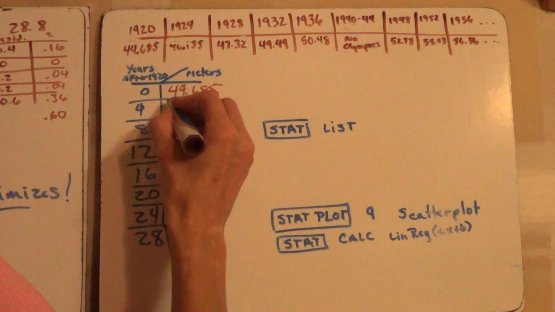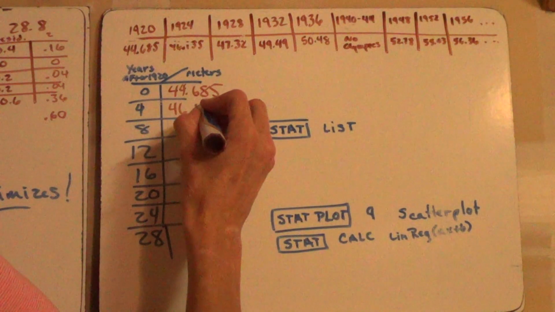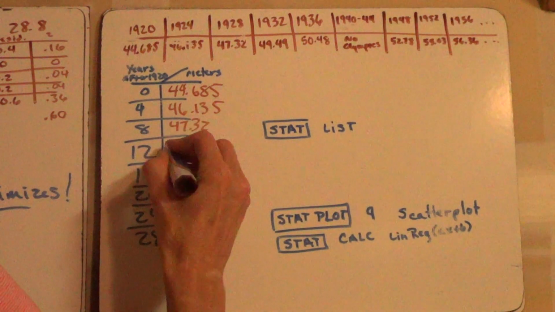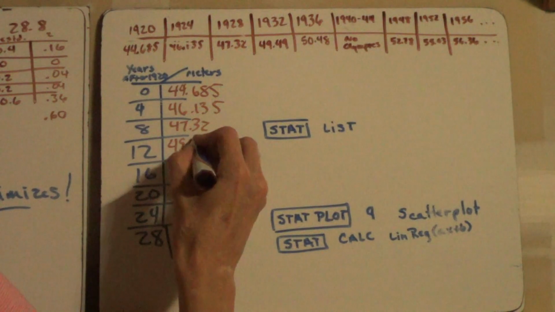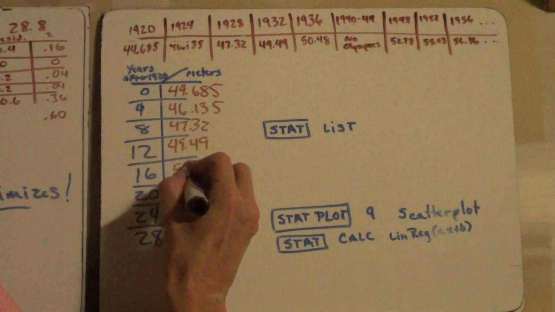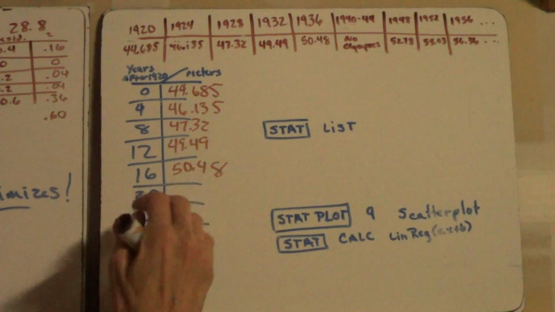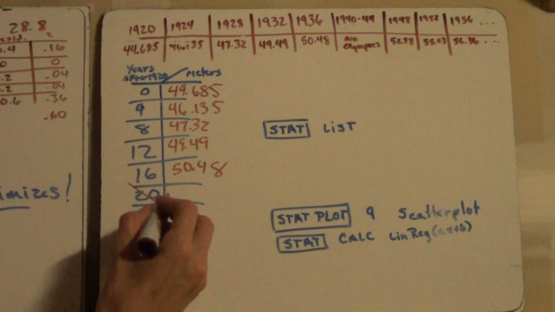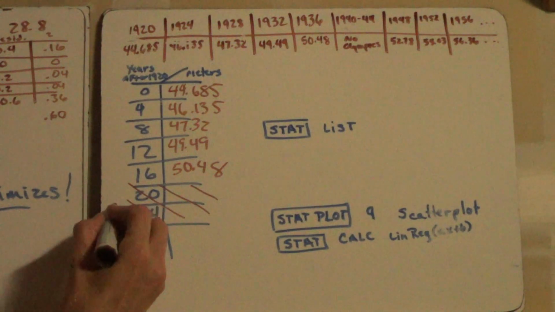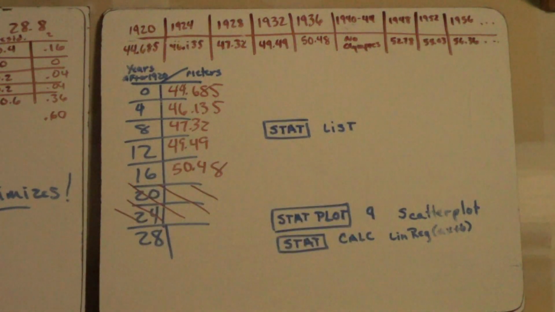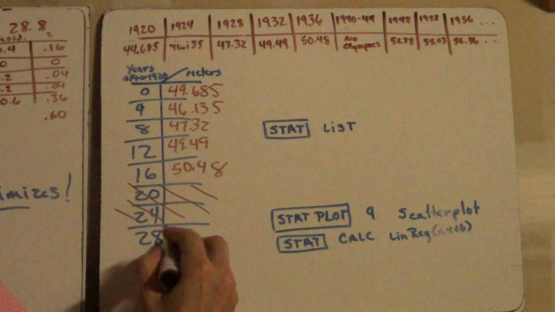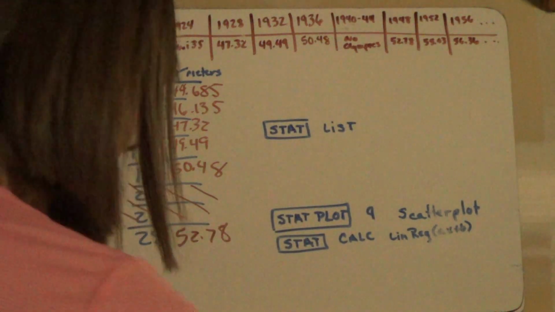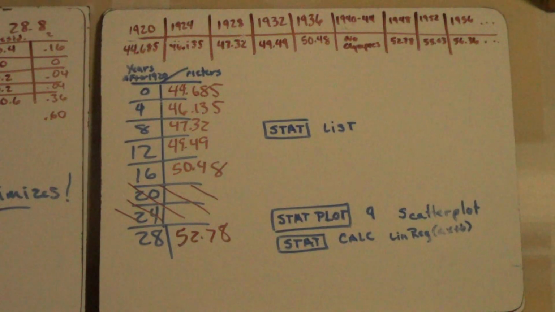44.685, 46.135, 47.32, 49.49, 50.48. Oh, and then in 1940 and 44, there were no Olympics, so don't enter your domain or your range. Just skip those 2 years. Then we come to the next one, 52.78.